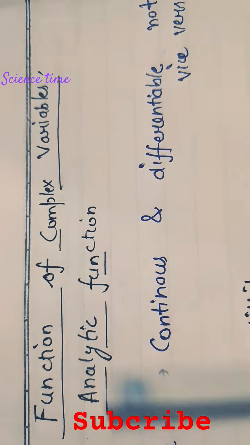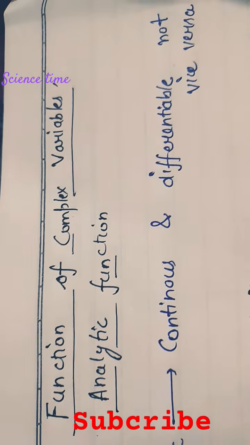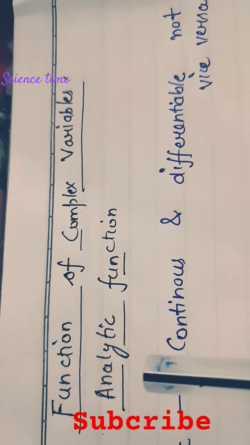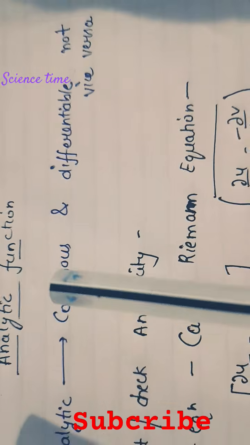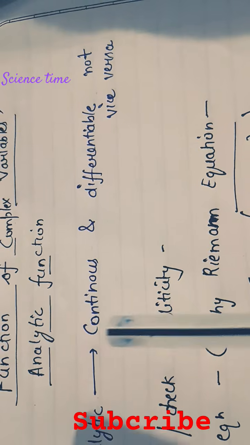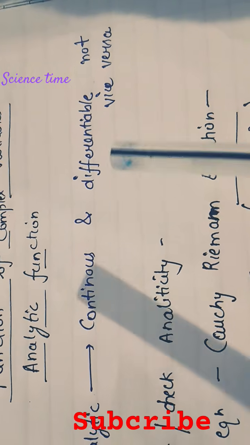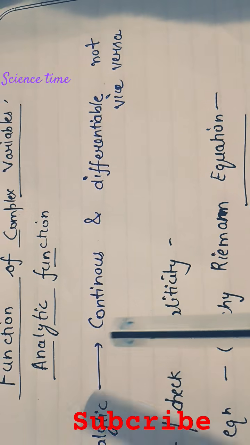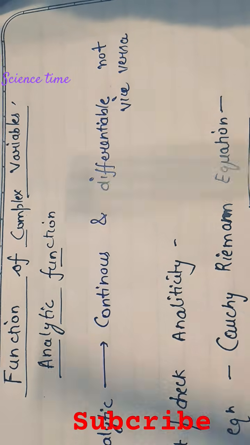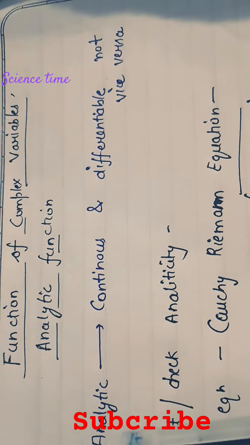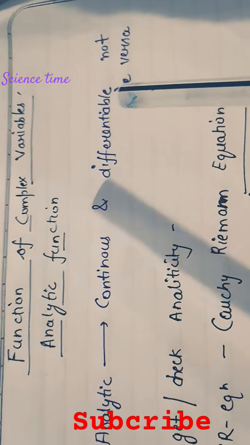Today we are going to discuss analytic functions of a complex variable. A function is said to be analytic if it satisfies both conditions, that is continuity and differentiability. But we can't be 100% sure that if a function is continuous and differentiable, it is going to be analytic. But the vice versa is true, that is, an analytic function is definitely continuous and differentiable.